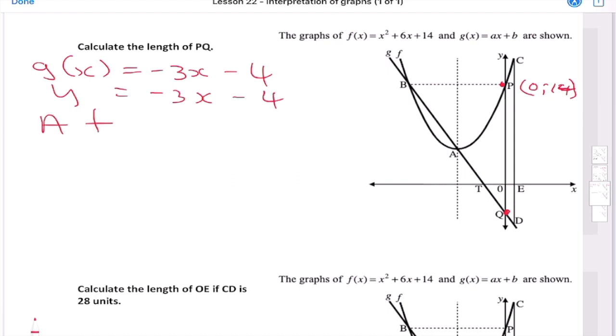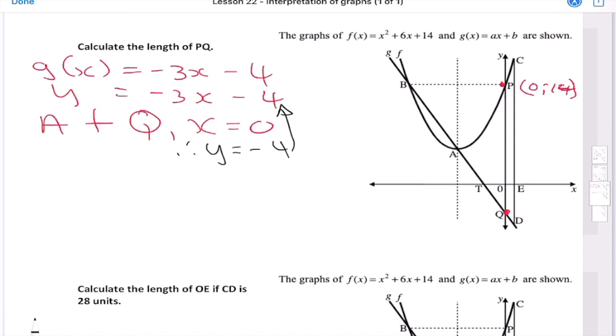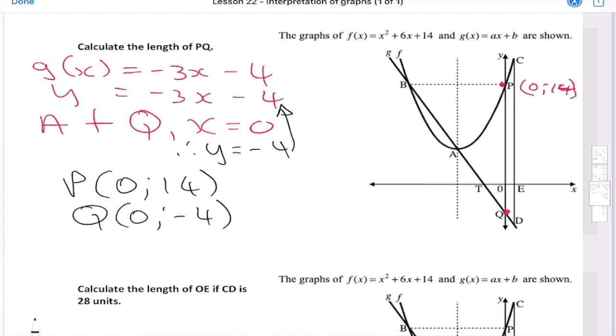But this line passes through point Q. We now know that at point Q, the value of x is the same as the value of x at P, because this is the y-axis. So we know that at Q, x is equal to 0. So if x is equal to 0, we can substitute now into that equation, and we should get y is equal to negative 4. So now we know P is 0, 14, and we know Q is 0, negative 4. We can therefore work out the distance PQ. PQ will be the distance 14 subtract negative 4, which is equal to 18.